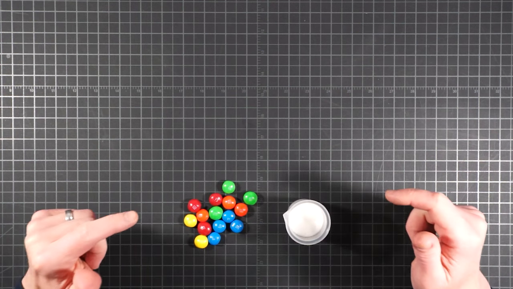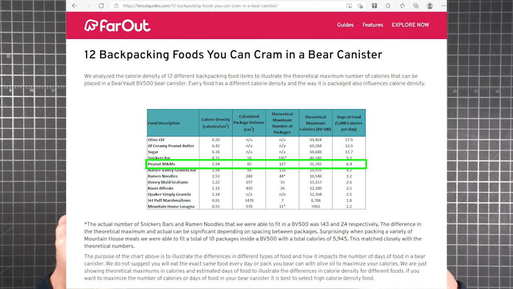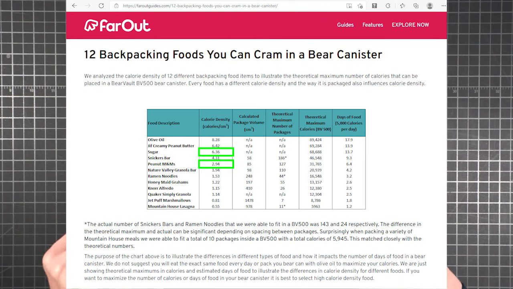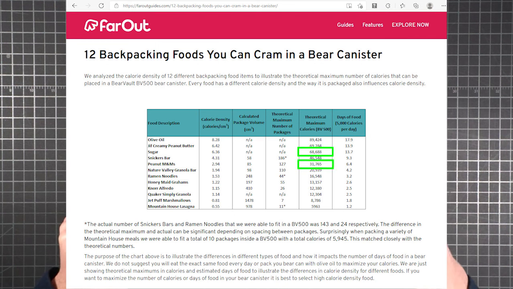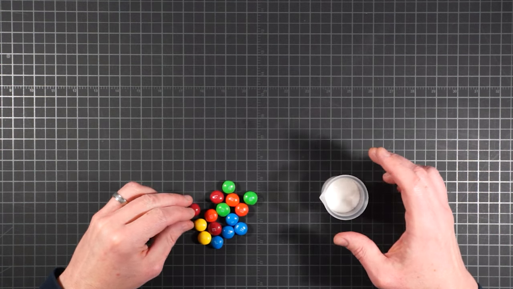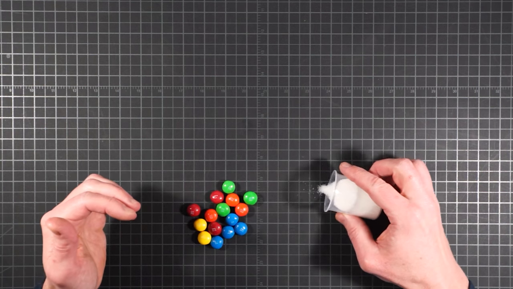Now check out the numbers for peanut M&Ms. Not quite peanut butter itself, but their calories per ounce are still significantly higher than sugar. Notice the calories per milliliter, however. These very light candies have less than half the caloric density by volume of the heavy-rated table sugar. And what that does to their theoretical maximum calorie capacities is profound. You can get almost 70,000 calories of sugar in a bear canister, but only a little more than 30,000 calories of these.